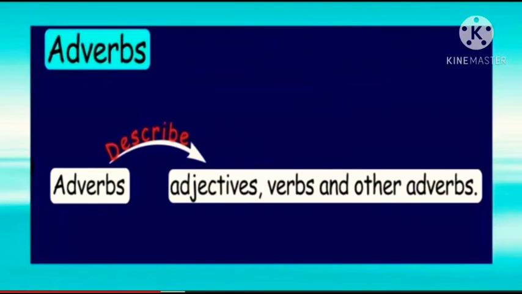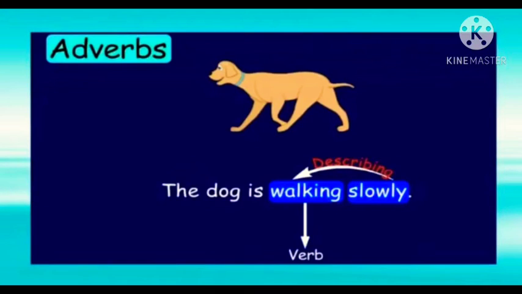So till now it must be clear that adverbs always describe adjectives, verbs, and other adverbs. For example, the dog is walking slowly. So here walking is the verb and slowly is describing the verb walking. How is the dog walking? He is walking slowly.